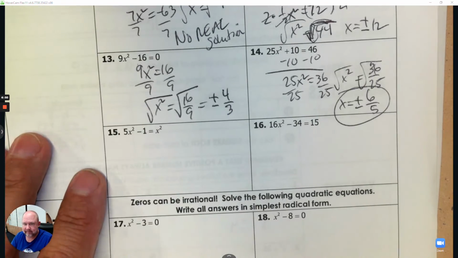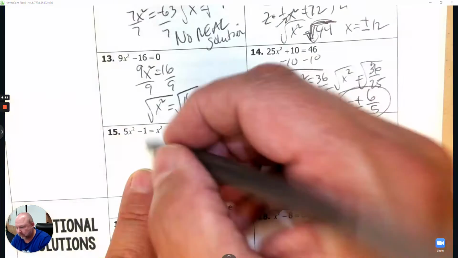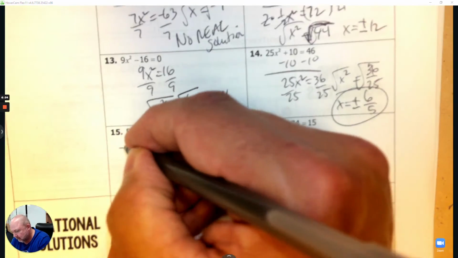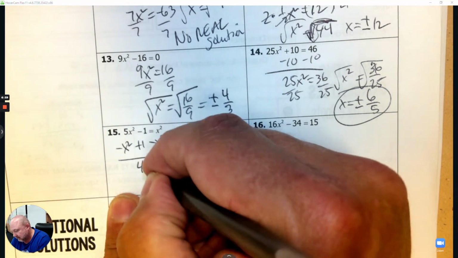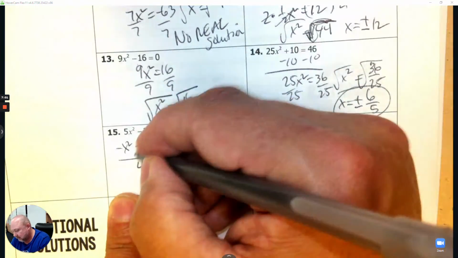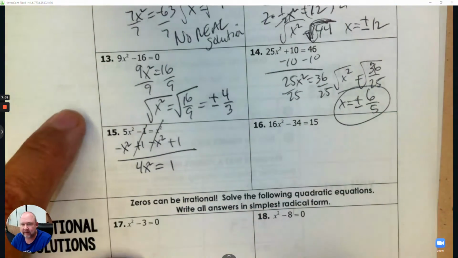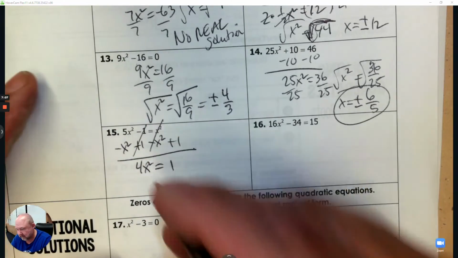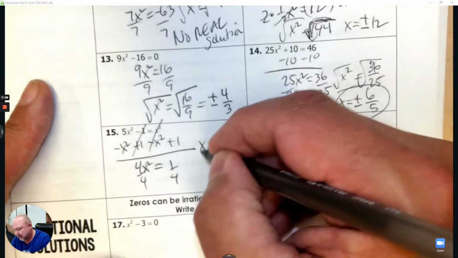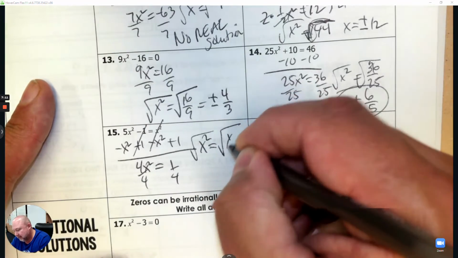Number 15. We're going to have to combine like terms here. So I'm going to subtract x squared, but I'm also going to add 1 to both sides. So I'm going to rearrange this. So that's 4x squared is equal to 1. So these cross out, this crosses out. 5 take away 1, and then plus 1. Now we're set up. Divide by 4, and we're taking the square root of a fraction now.